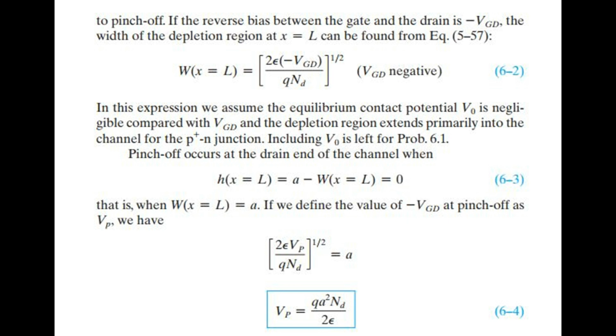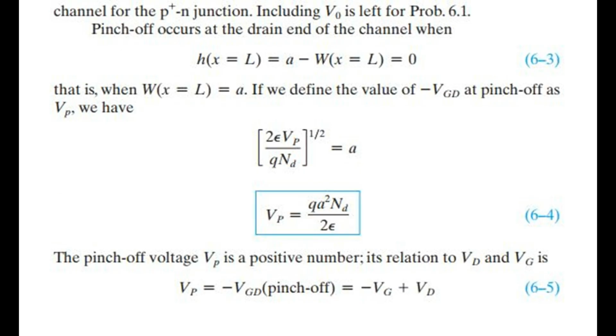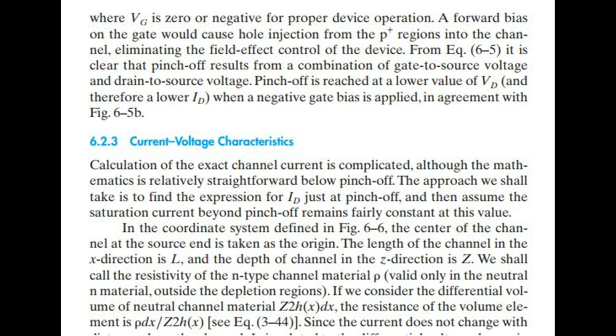Pinch-off occurs at the drain end of the channel when W(x equals L) equals a. If we define the value of VGD at pinch-off as Vp, we have the pinch-off voltage Vp, a positive number. Its relation to drain voltage and gate voltage is given, where Vg is 0 or negative for proper device operation. A forward bias on the gate would cause hole injection from the P+ regions into the channel, eliminating the field effect control of the device.